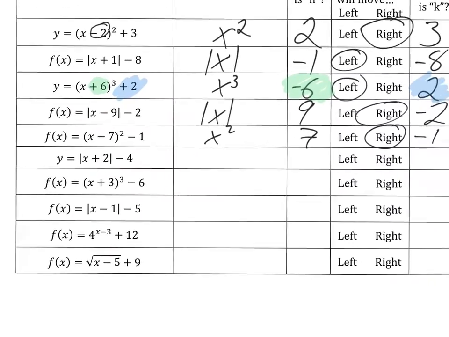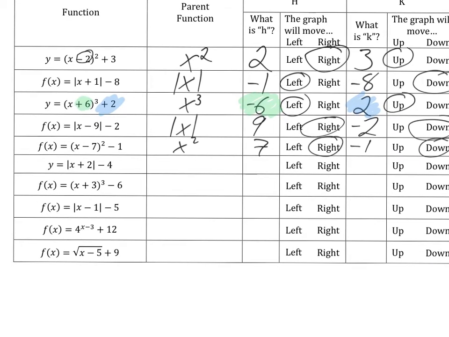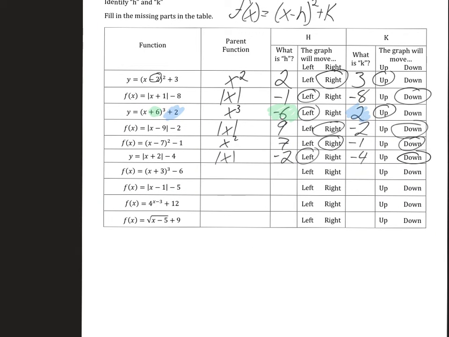Okay, let's try the next one. So tell me my parent function. What is h? What is k? Are we going left or right and up or down? We should have gotten absolute value of x. We are going to negative 2, which means we are going to the left, and negative 4 for k, which means we are going down.